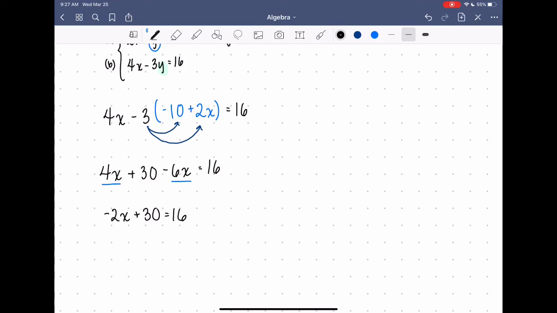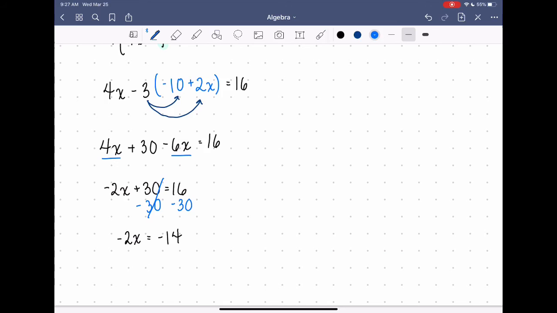Okay, let's keep getting rid of things that are in the way of my x. Let's get rid of that 30, and get rid of it over there too. So we have negative 2x equals 16 minus 30, which should be negative 14. And then just have to divide by the negative 2 on both sides, which will make x equal positive 7, because it was a negative divided by a negative.